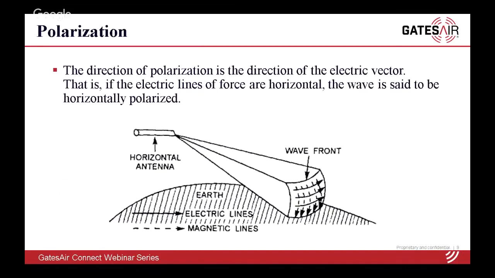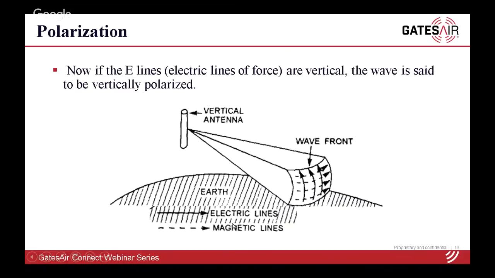So this gives you a better idea, a visual view of this. The direction of the polarization is the direction of the electric vector. That is, the electric lines of force are horizontal. So we can see those electric lines of force are horizontal. The wave is said to be horizontally polarized. So if we go to vertical, now the electric lines of force are vertical. You can see that here, and the wave is said to be vertically polarized. And you can see we have a vertical antenna and vertical lines of force.